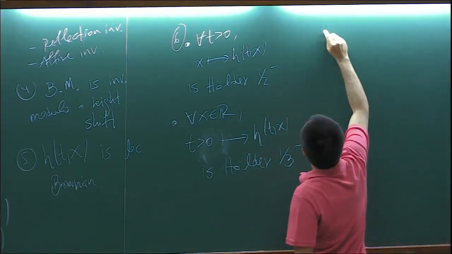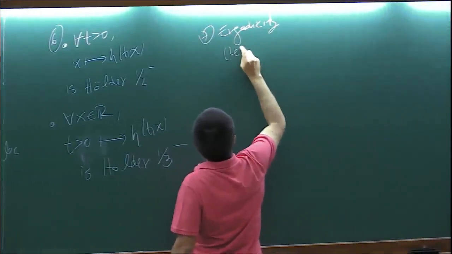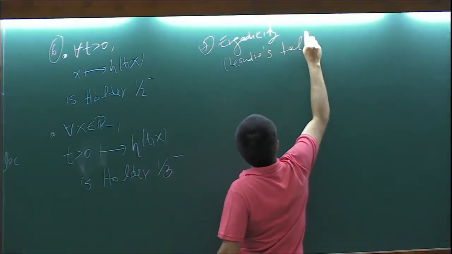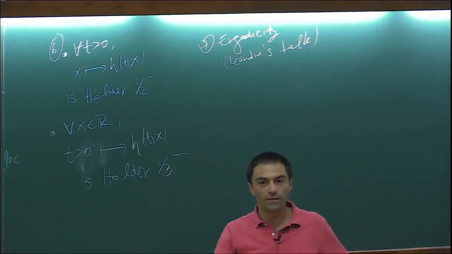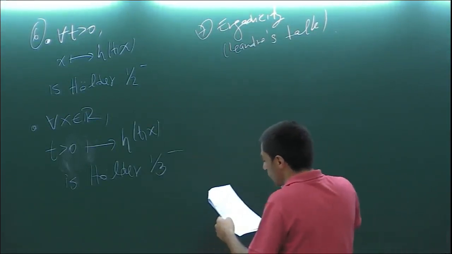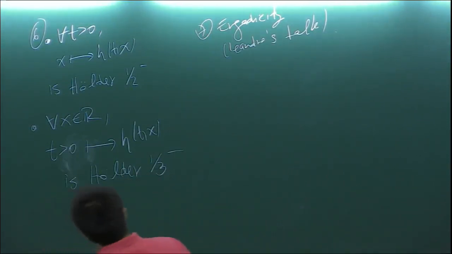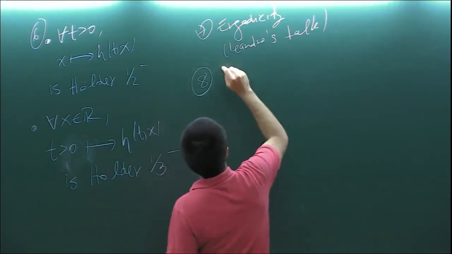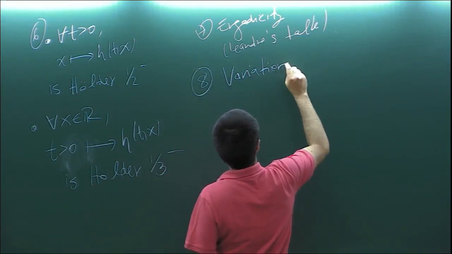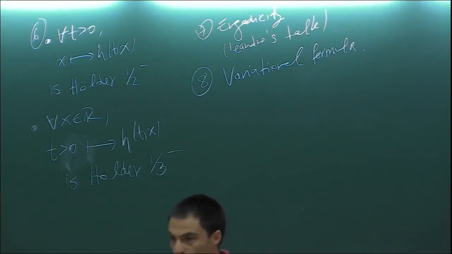Okay, so what else do we have? We have ergodicity. This is Leandro's talk, which means that no matter what the initial condition is, as t goes to infinity, this goes to a Brownian motion, with some conditions on the initial condition in this case. Okay, I don't want to keep writing all of this. So we have a variational formula in terms of something called the Airy sheet. This is also what Leandro discussed yesterday, and it's also explained in the notes, but I won't use it, so I won't get into the details.